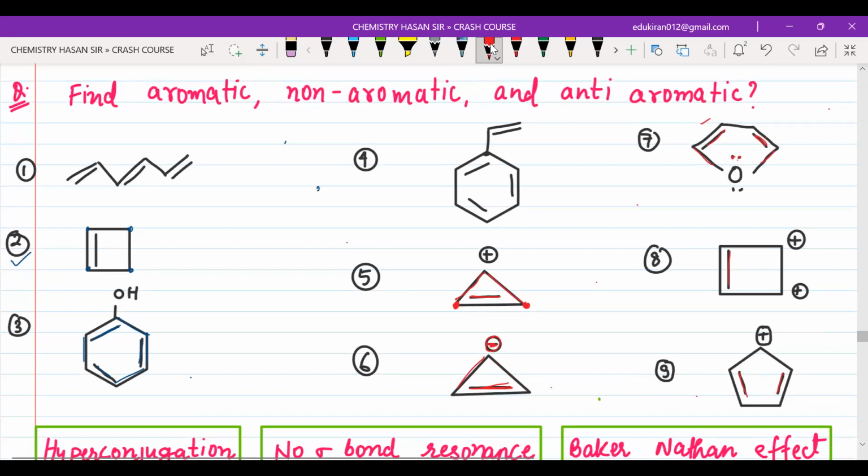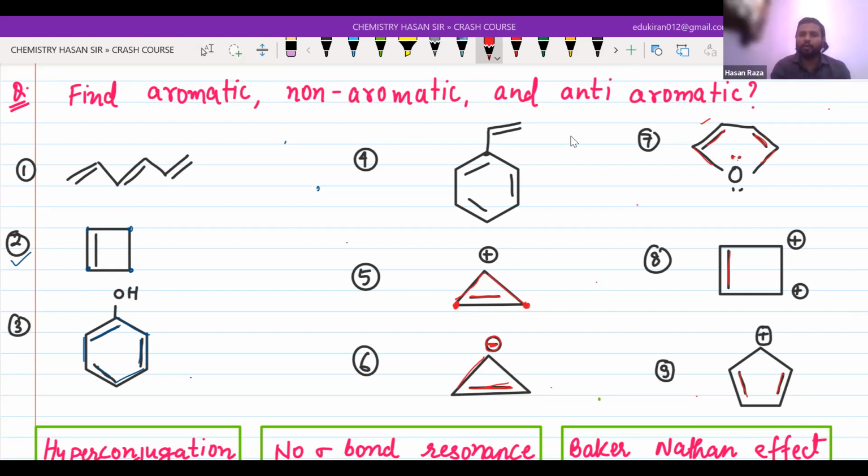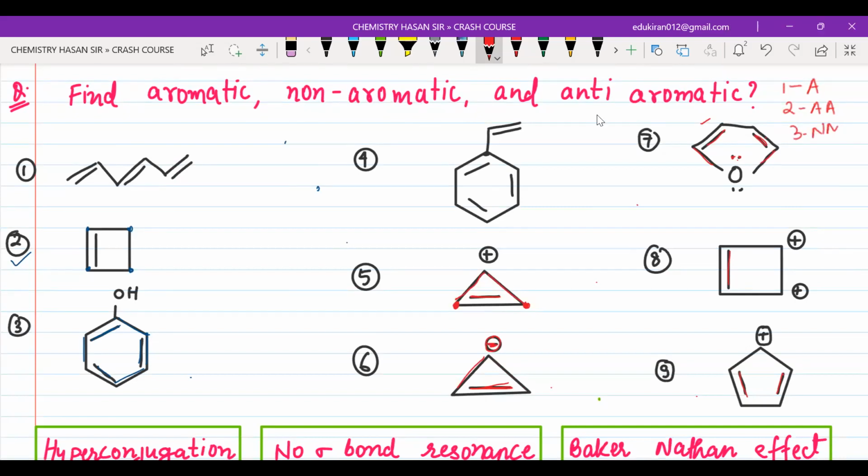Now I will be able to understand. You just need to write in the chat box the question number. For aromatic, you write 1A. For anti-aromatic, the number of the question and AA. Non-aromatic, NM. Don't write all the name. Okay, I'm waiting.